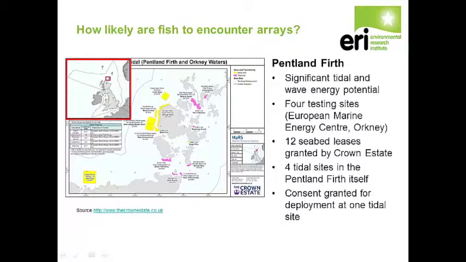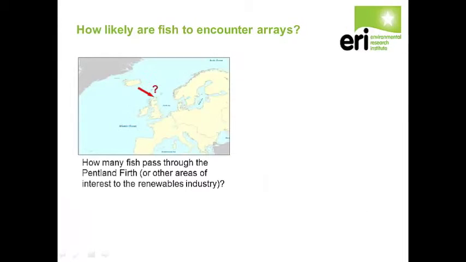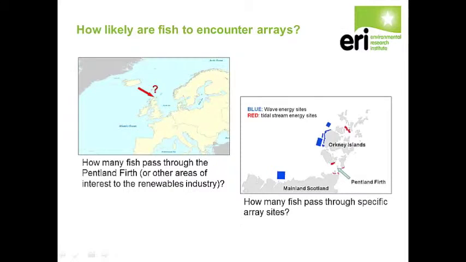And if we take the example of the Pentland Firth, we could maybe think of this as a two-stage process. Firstly, thinking about how many fish pass through the Pentland Firth as a whole, and this could equally apply to other similar areas. And then we need to think about how many fish pass through the actual specific locations in which arrays are likely to be developed. And today, I'm going to mainly be thinking about this first aspect, thinking about how many pass through the Pentland Firth as a whole.